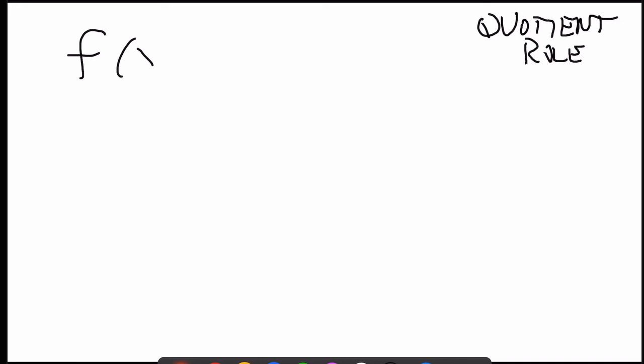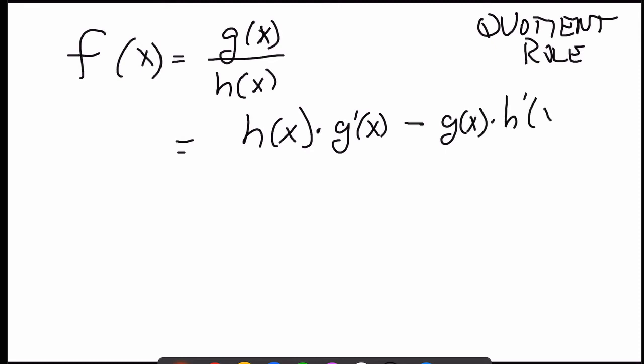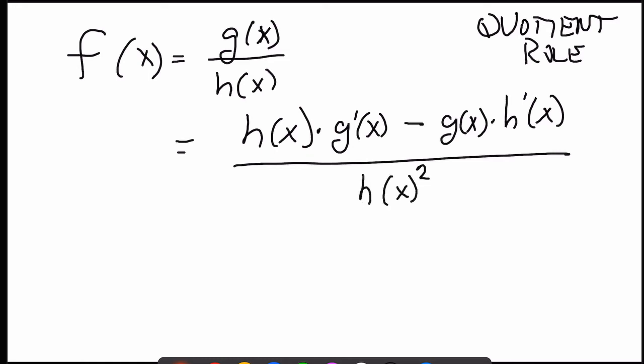So let's suppose that f of x equals g of x divided by h of x. The answer to that is more complex. The answer to that is h of x times g prime of x minus g of x times h prime of x, over h of x squared.